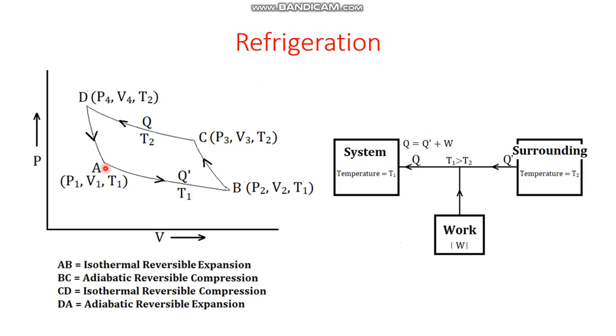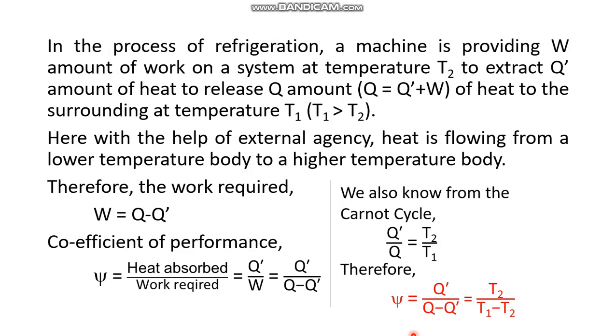The first step, A to B, isothermal reversible expansion; B to C, adiabatic reversible compression; then C to D, isothermal reversible compression; and then D to A, adiabatic reversible expansion. In this process of refrigeration, a machine provides W amount of work on a system at temperature T2 to extract Q prime amount of heat and to release Q amount, that means Q is Q prime plus W, to the surrounding at temperature T1, so that T1 is greater than T2.